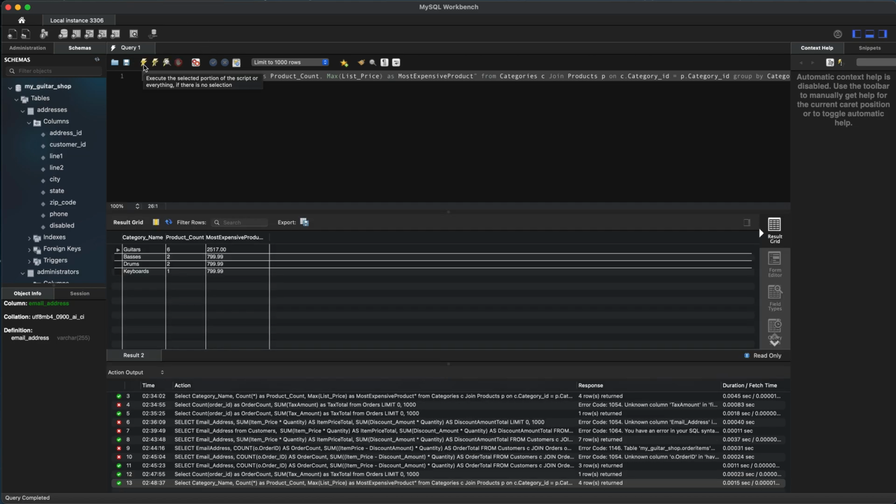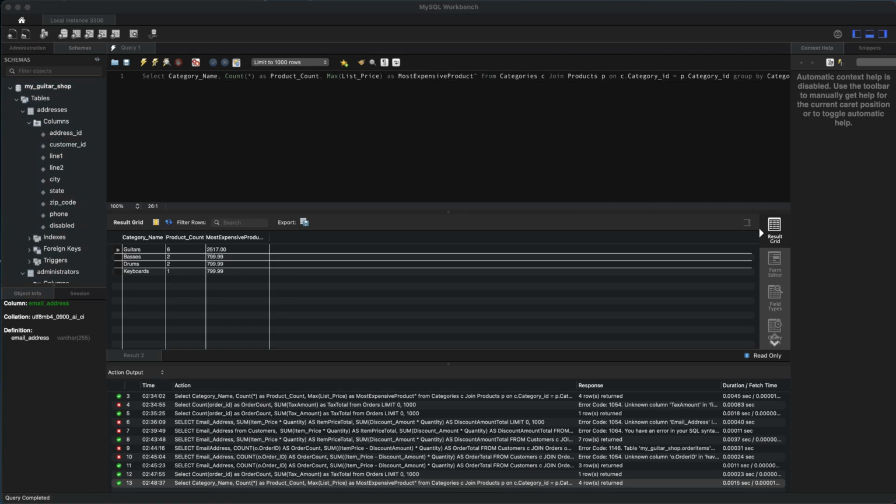So we have 6 guitars, 2 basses, 2 drums and 1 keyboard, and the most expensive product on the guitar is $25.17. So that's what they mean by count, max list price. We start bringing in more things that quantify how this entire thing is put together. And then the rest of it is just a straightforward join, but your new ones here are count and max.